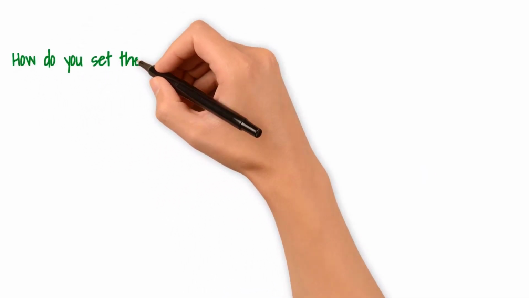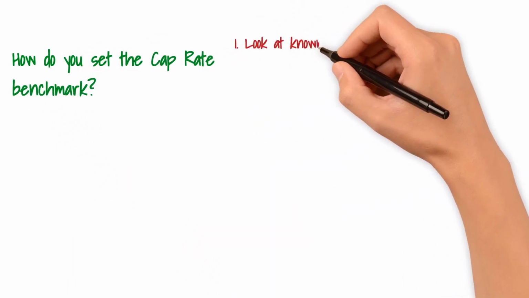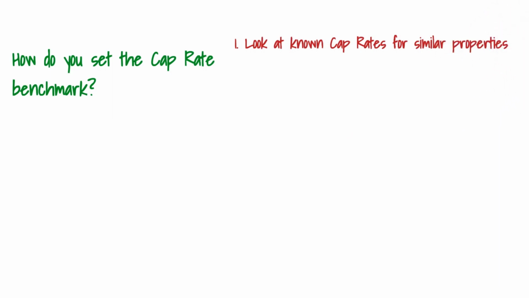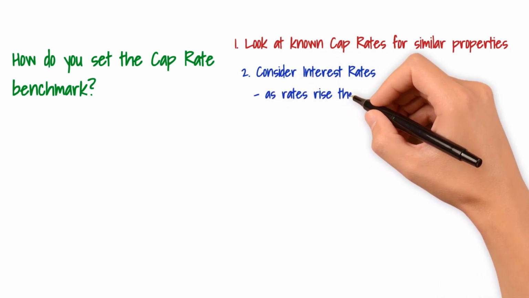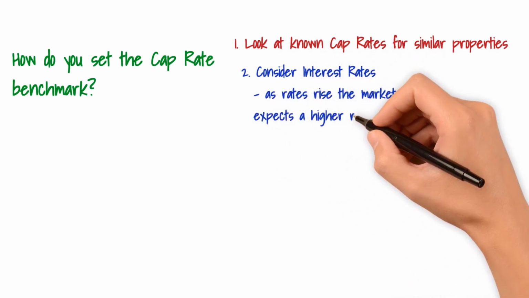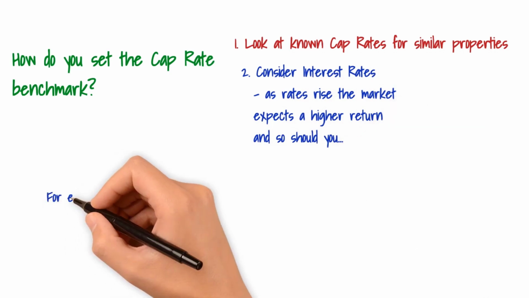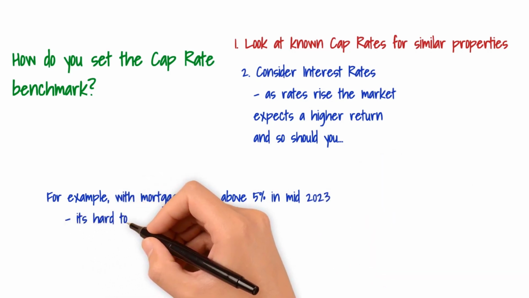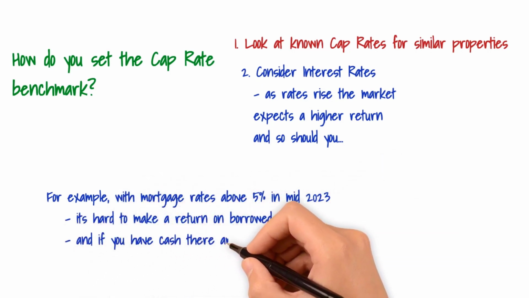So the question is, how do you set a cap rate benchmark? Personally, I try to work out cap rates for similar rental properties. I then consider interest rates. As mortgage rates rise, a rational investor can get a higher rate of return in other types of investment and will expect a higher rate of return, and so should you. With mortgage rates of over 5% in mid-2023, it's hard to make a return on borrowed funds, and if you have cash, you may find better returns elsewhere.